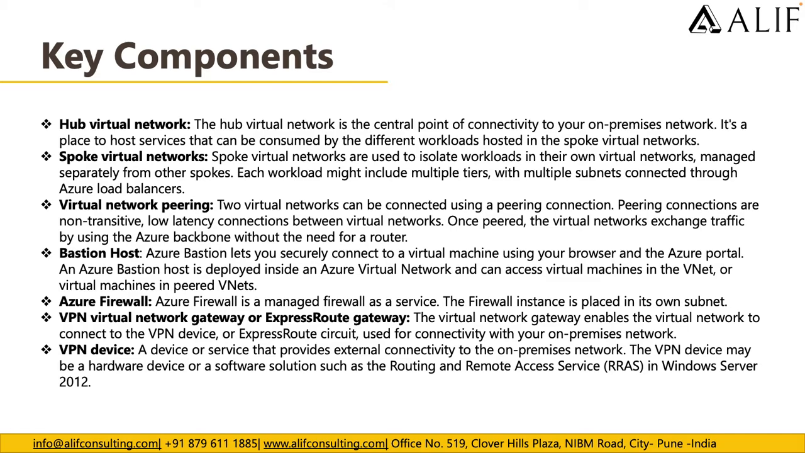We do have virtual network peering, which allows you to connect virtual networks inside a tenant. Bastion can be used to securely connect with the VM. Fifth, Azure Firewall will work there as a completely managed firewall as a service. VPN gateway or ExpressRoute gateway will be used to connect with the on-premise, and then you have VPN devices which allow you to connect between the on-premise and the Azure VPN gateway.